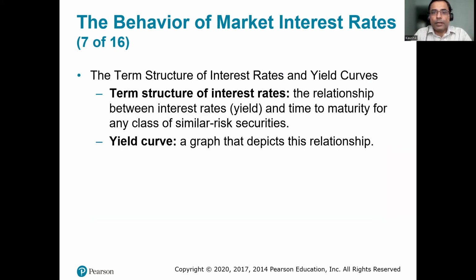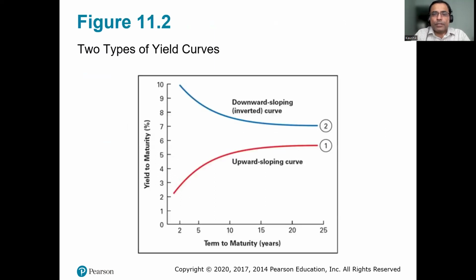Now we look at term structure. So term structure of interest rate means the relationship between interest rates and the time to maturity for a given bond category. And when we plot this relationship between interest rate and the time to maturity, we get the yield curve. This is a typical example of a yield curve. Different terms to maturity of different bonds and their corresponding yield. So when we plot them, we get the yield curve.